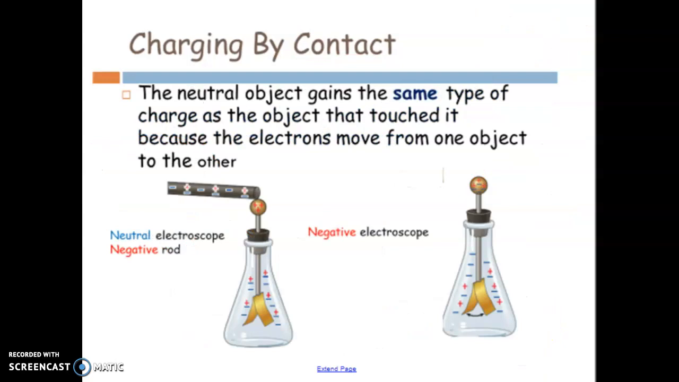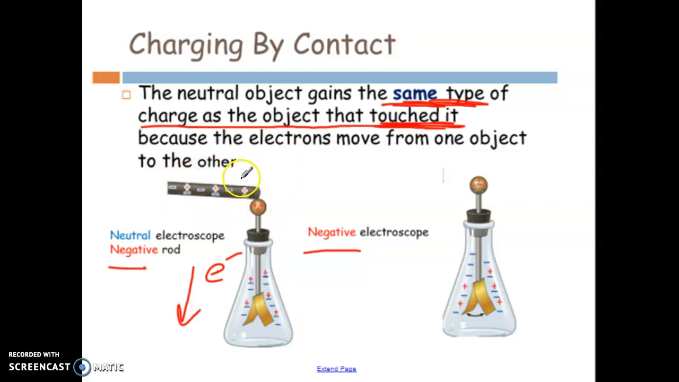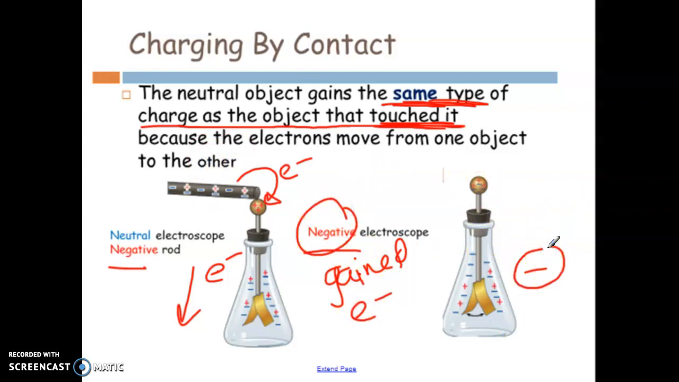Okay? So, charging by contact, the neutral object gains the same type of charge as the object that touched it. So that's what I was mentioning. So if we touch a neutral electroscope with a negative rod, the electroscope will become negative. Because what happens here? This negative rod, when it comes close, the electrons that are in this electroscope will push down because it's repelled by this. So what ends up happening is electrons will jump onto the electroscope because this knob here is positive. So what ends up happening is this electroscope gained electrons, so overall it's going to be negative.